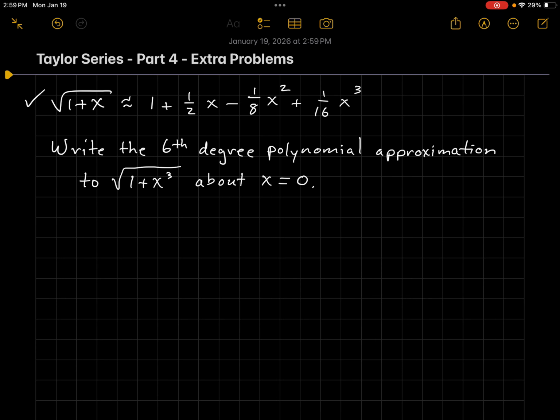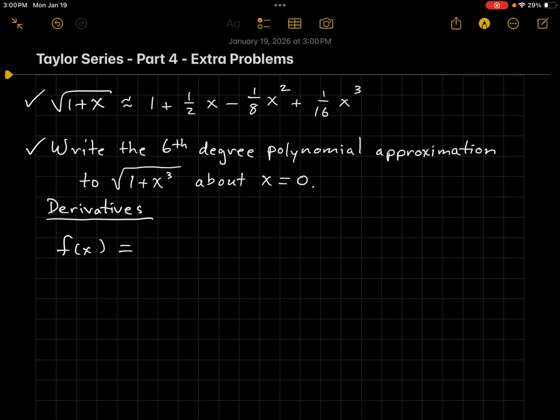So here, I would like you to write the 6th degree polynomial approximation to the square root of 1 plus x cubed about x equals 0. Now you have a choice. You can take a bunch of derivatives, like we've done on other problems, but that's going to get really messy really quickly. So let's see if we can figure out an easier way to do it.